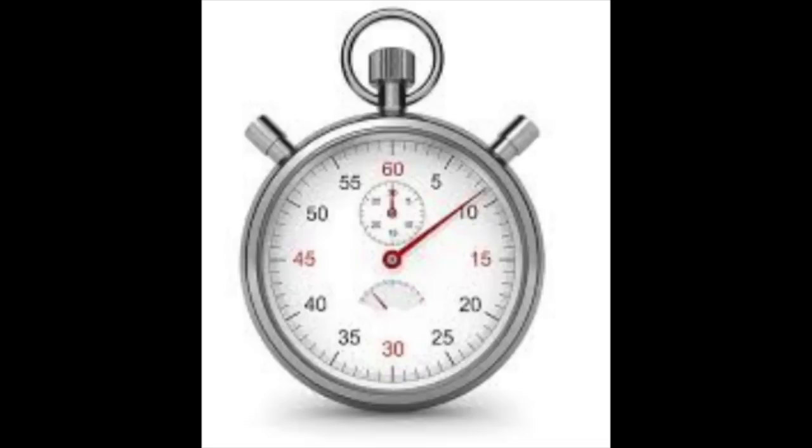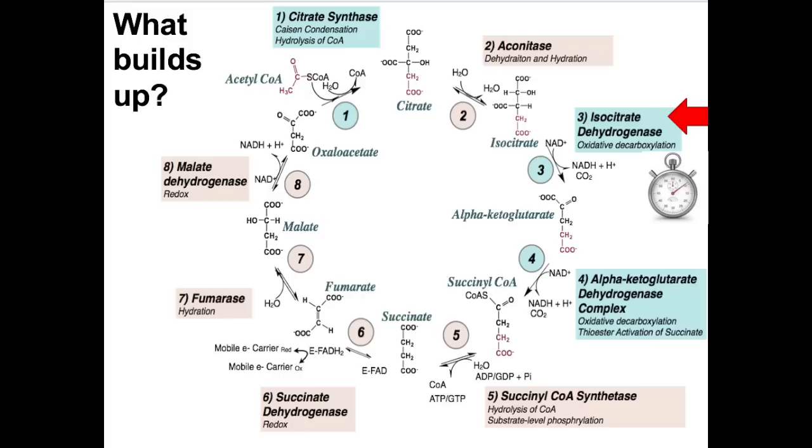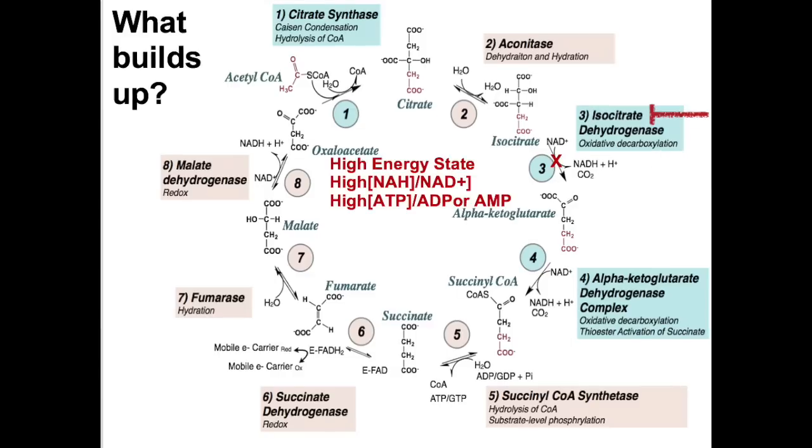So do you remember the main regulatory enzyme in the TCA cycle? It's isocitrate dehydrogenase. This is the rate keeper for the cycle. It is the main decision point for turning up the cycle or turning down the cycle. Let's see how this happens. We said that when there's high energy state in the cell, when there's a high relative concentration of NADH to NAD+, and ATP to ADP or AMP, that isocitrate dehydrogenase will be inhibited.